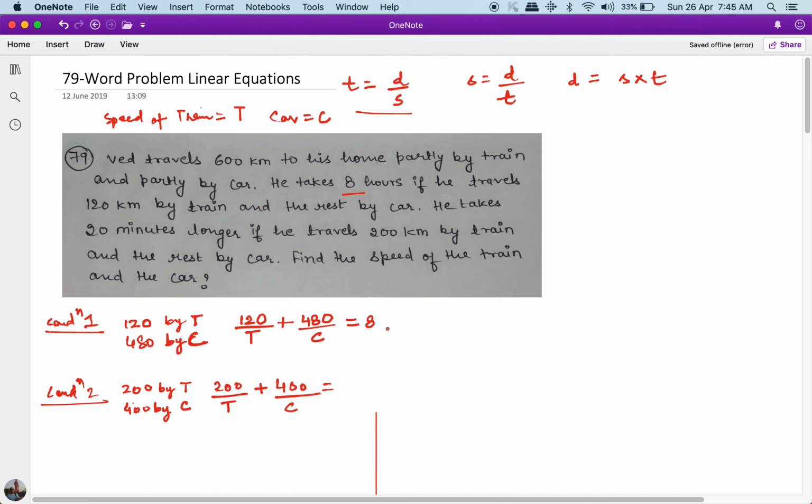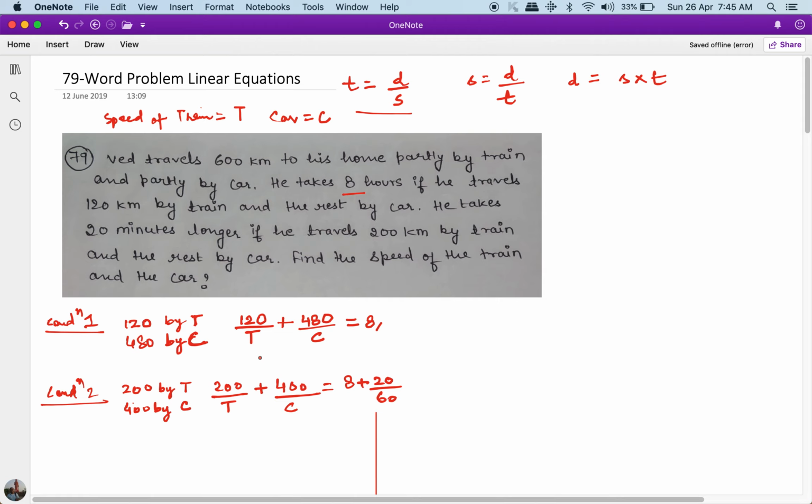Now remember, the 8 that we have used here is in hours. So the time taken here is 20 minutes more, so it will be 8 plus 20 minutes out of 60 minutes. So this is the amount of time he has taken on the second occasion. We have to find the speed of the train and the car. We have to basically find the value of t and the value of c.